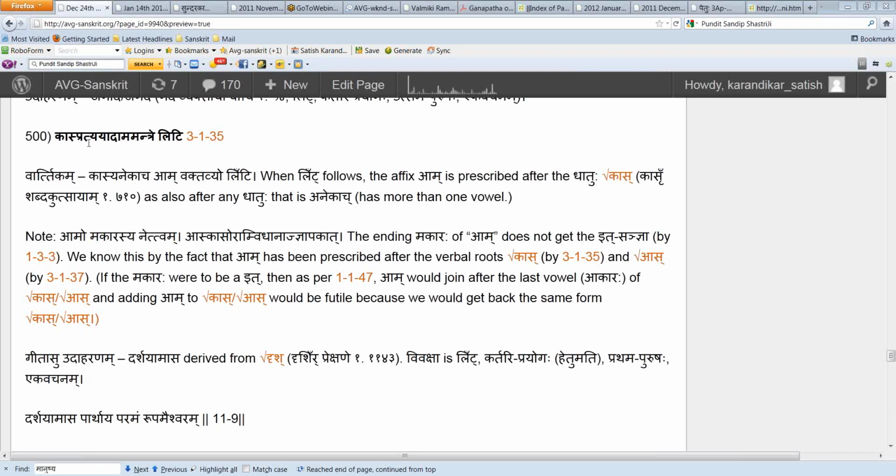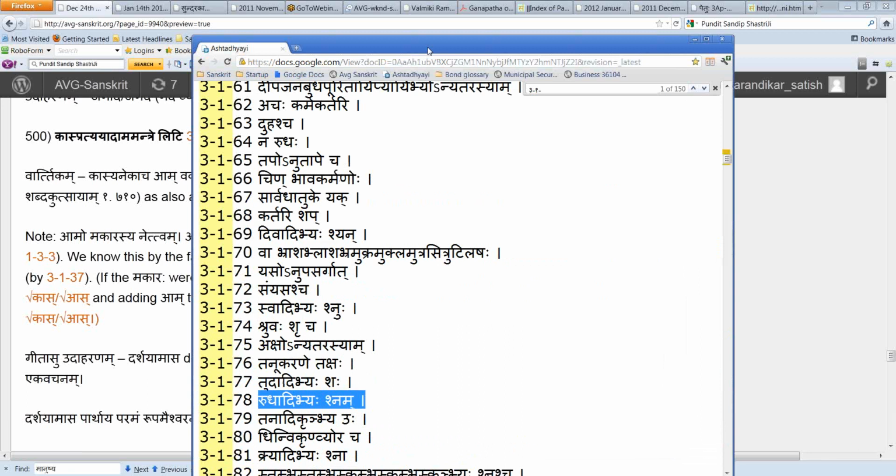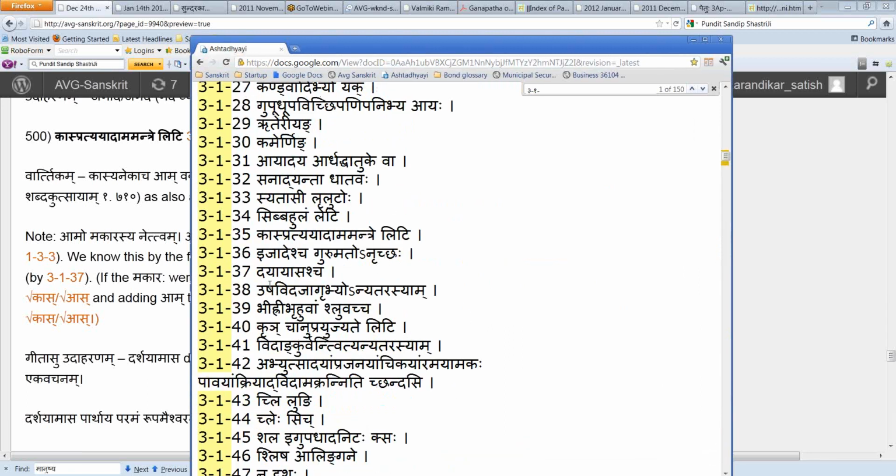In fact, not only kas, but in another sutram which we are not going to take today, there's a dhatu as also, which is coming in 3137. It's the same thing there. If you take the dhatu as and make the makara of am an it and apply midachantya paraha and do akasma dirgha, we'll get the same dhatu as back again. So these rules are telling us that the fact that Panini has prescribed am to kas as well as as is giving us the jnapakam that the makara of am is not an it.